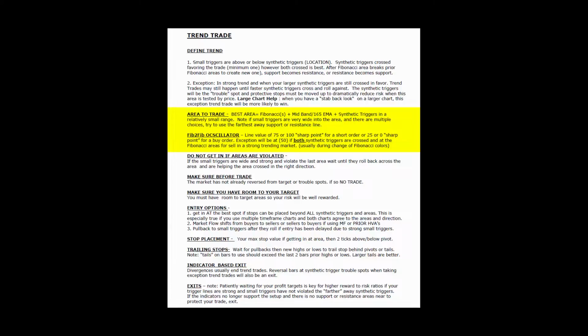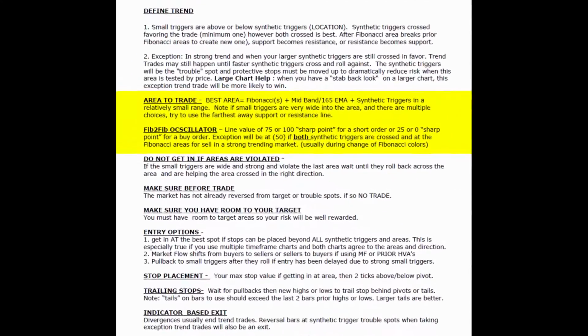Now, once we have the proper trigger line configuration, we're going to have to decide where the area to trade from is. Obviously, if we get a combination of our Fibonacci areas along with a mid-band or a 165 EMA and synthetic triggers all in a relatively tight spot, that's going to be the best area for us. And we also would like to see our fib to fib oscillator at 25 for a buy line or 75 for a sell line. So let's take a look at a chart.